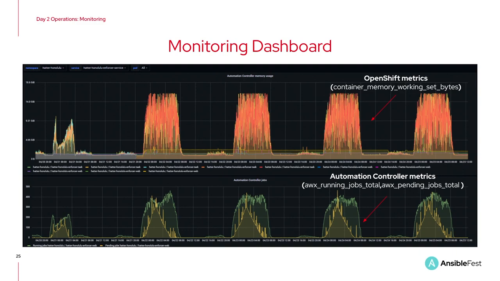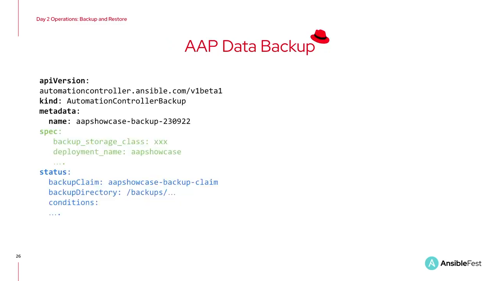Thank you much, Silva. Besides monitoring, also quite an important topic is the backup. As we really love YAML files, as you saw in our presentation already, you can also use the custom resource called Automation Controller Backup. It's not so well documented, but you can find it actually in the upstream documentation from AAP. You can use it to create backups.